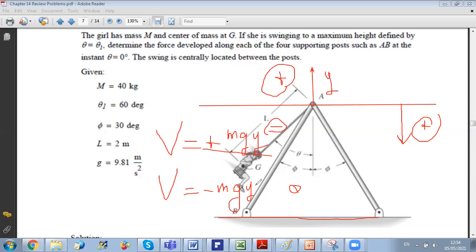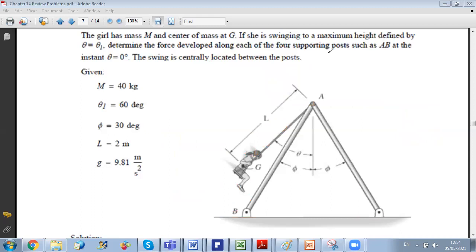Okay, thank you. Okay. If it's not clear I can give you a numerical example. Thank you. Okay. Another question.